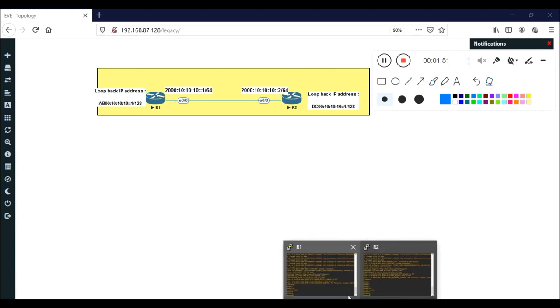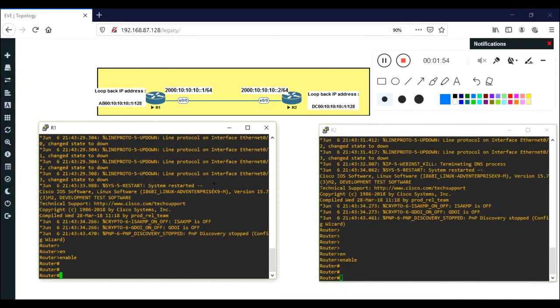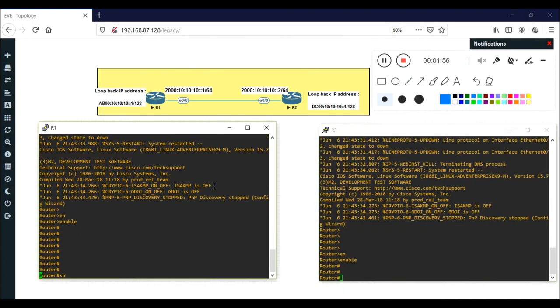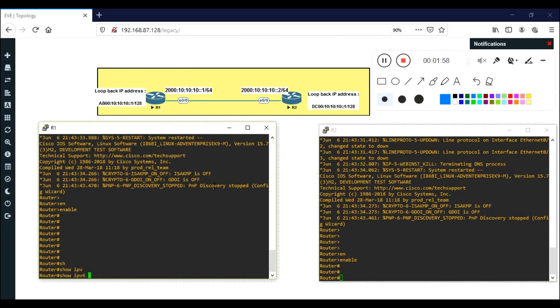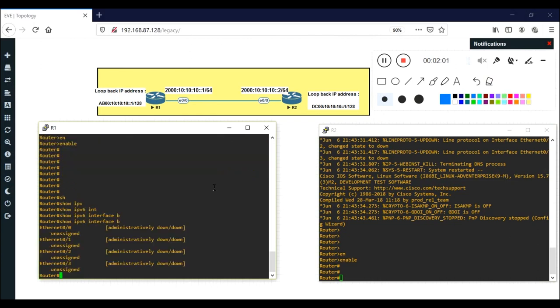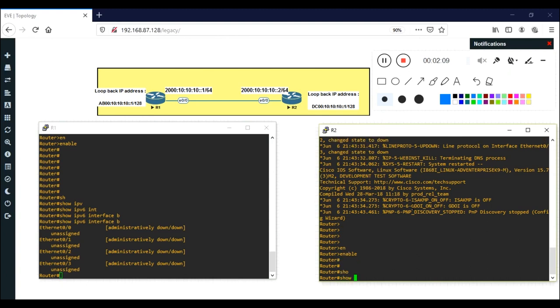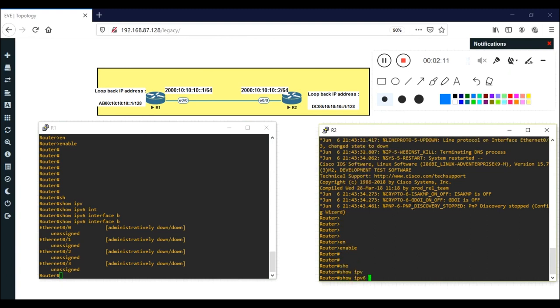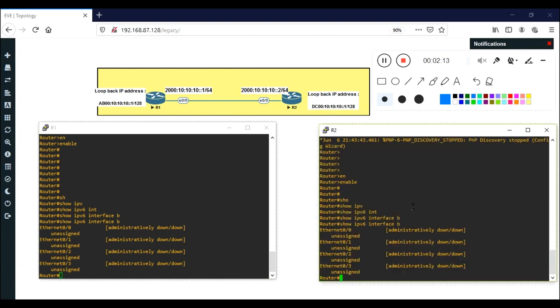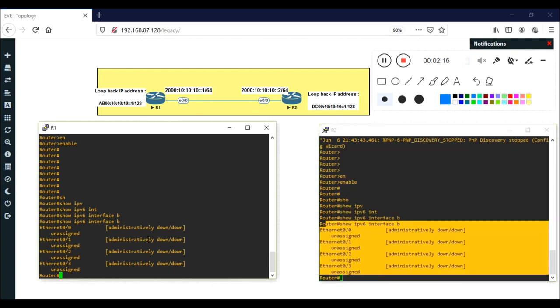So first of all, here is my R1 and this is my R2 console. First of all I will check whether the configuration is done or not. So I can see till now I didn't configure any kind of IP address on this interface. I will also check with show ipv6 interface brief. You can see here there is no configuration. So first of all let me configure the interface IP address, after that we'll talk about how to configure RIP, Routing Information Protocol in IPv6, which is called RIPng.